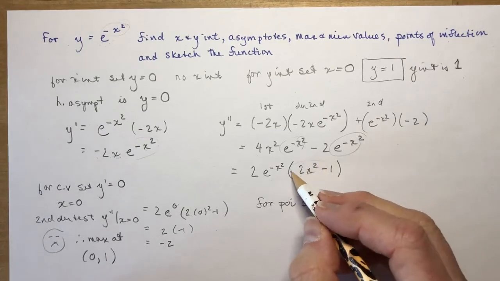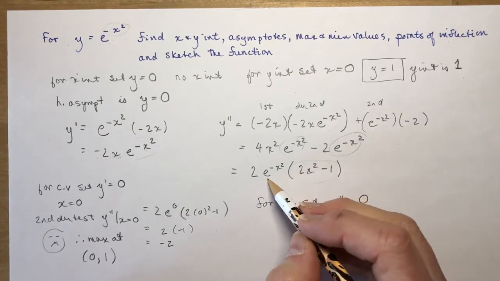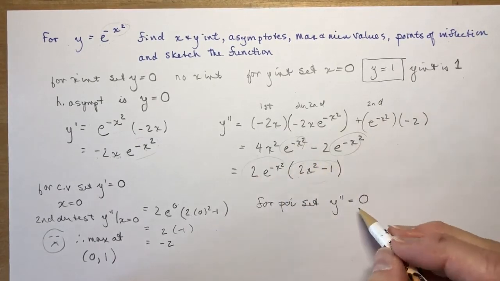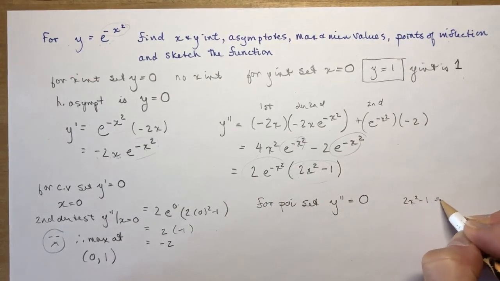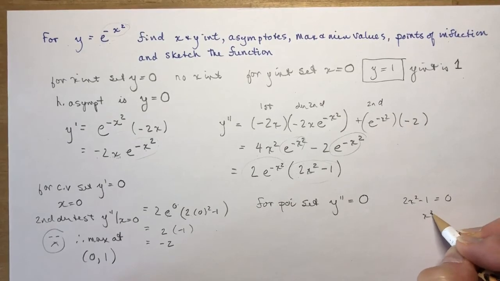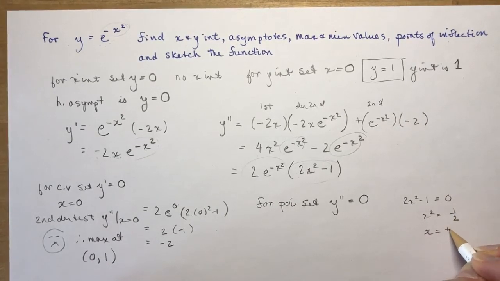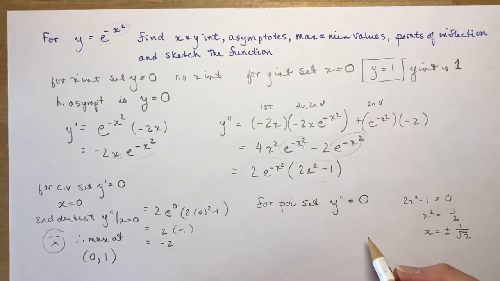What makes this 0? Okay, so this can never be 0 on this side. So I want to know what makes 2x squared minus 1 equal to 0. So x squared is equal to 1/2, and x is equal to plus or minus 1 over root 2. So those are my x coordinates.